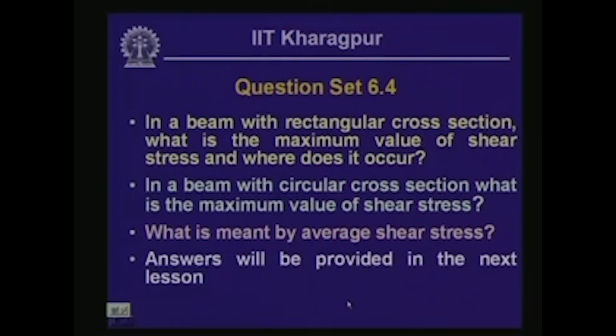Well, these are the questions set for you: in a beam with rectangular cross section, what is the maximum value of shear stress and where does it occur? In a beam with circular cross section, what is the maximum value of shear stress and what is meant by average shear stress? Now while discussing, we came across a term which we call the average shear stress. What really do we mean by average shear stress? So look into these questions and try to find answers for this. We will discuss these questions in the next lesson. Thank you very much.